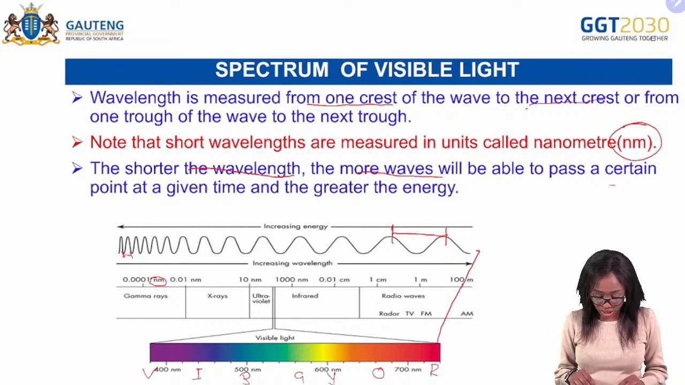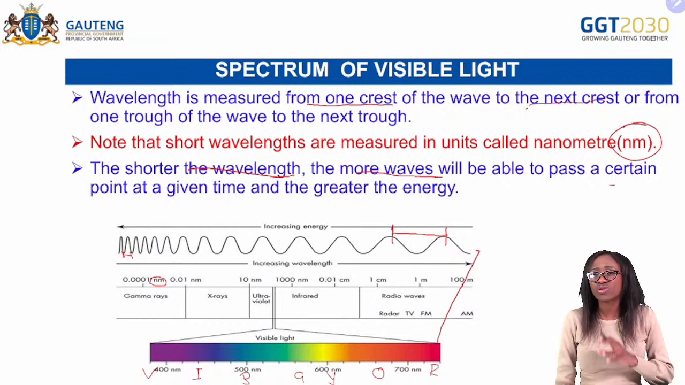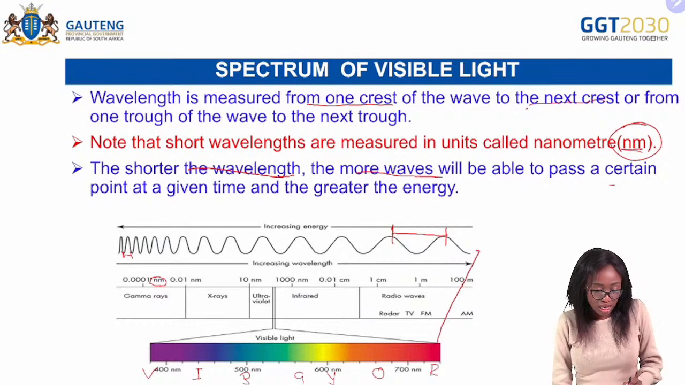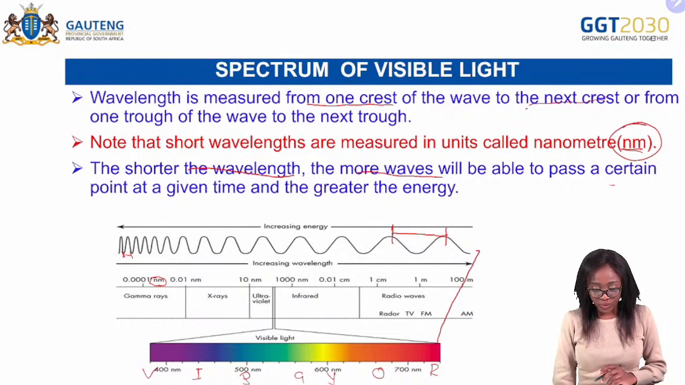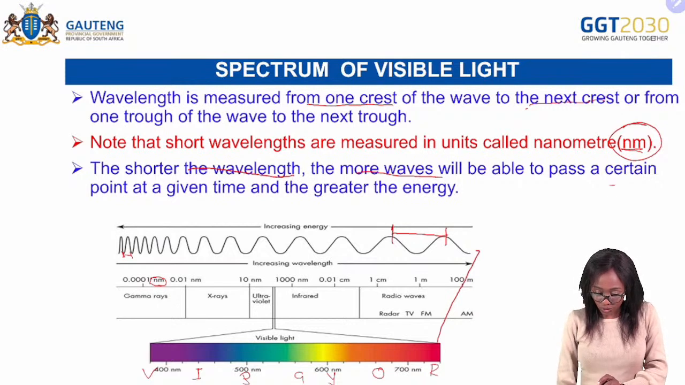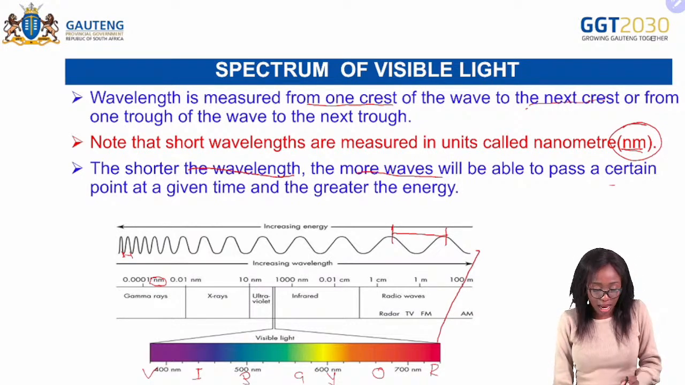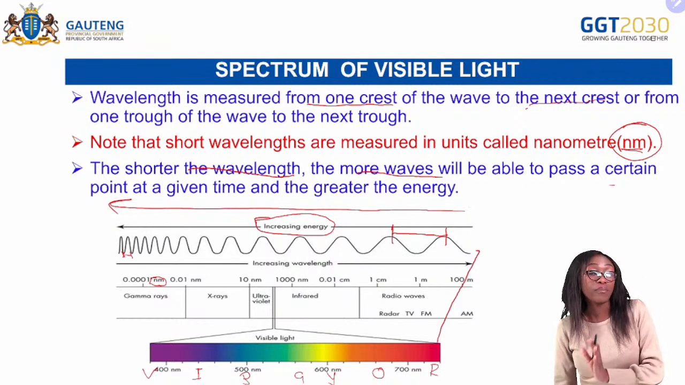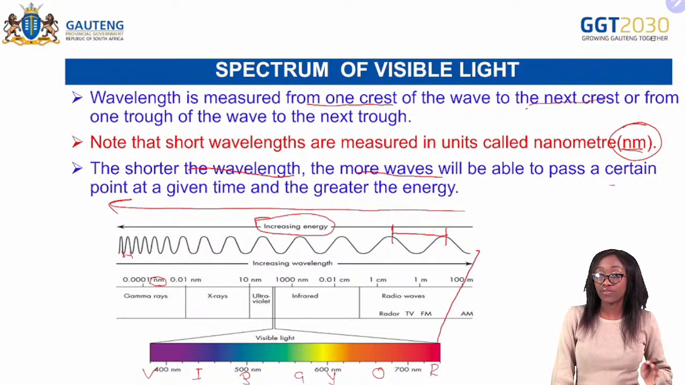So now we spoke about short wavelengths and how they're measured in nanometers. As you can see, there are the nanometers there. We also said the shorter the wavelength, the more waves will be able to pass a certain point at a given time. So over here, we've got our short waves. They become shorter and shorter in this direction. So that's why we are saying that energy is increasing from my right to my left.